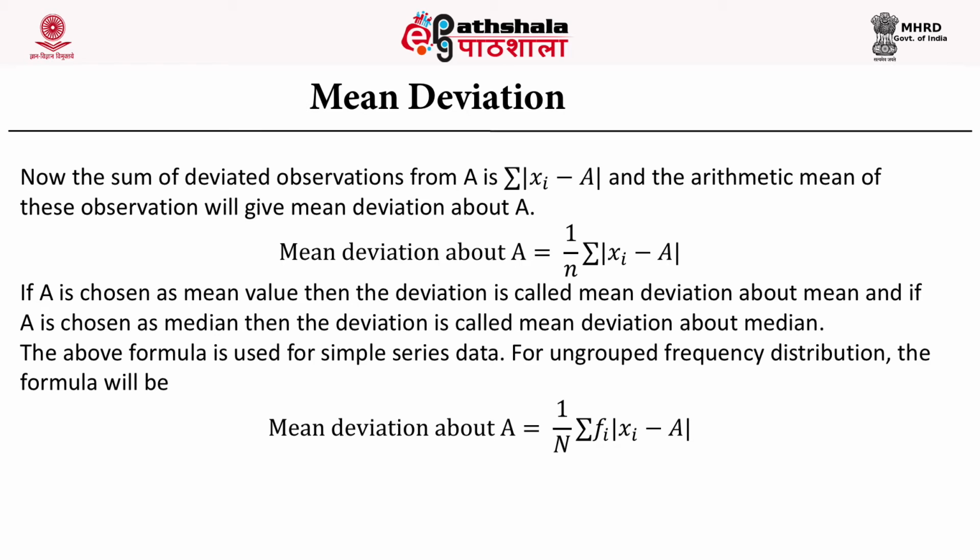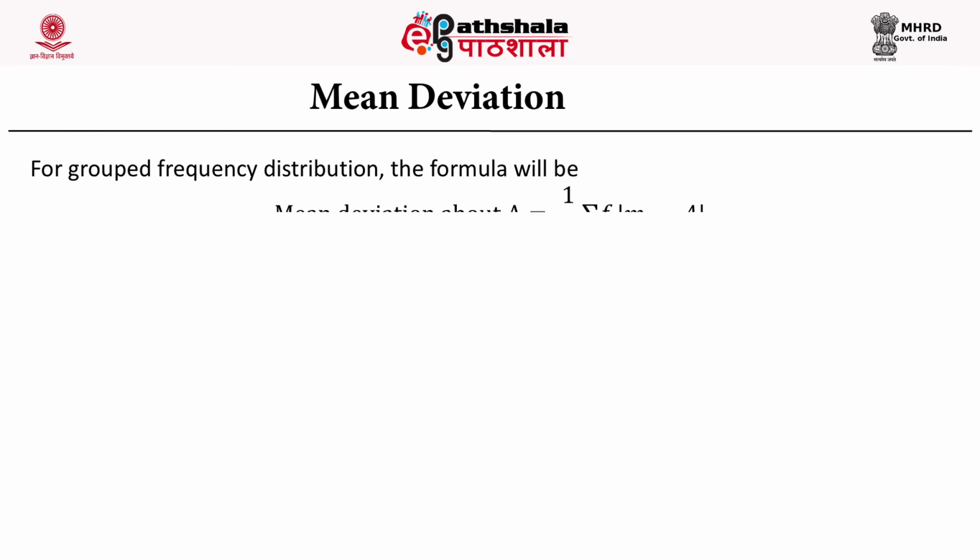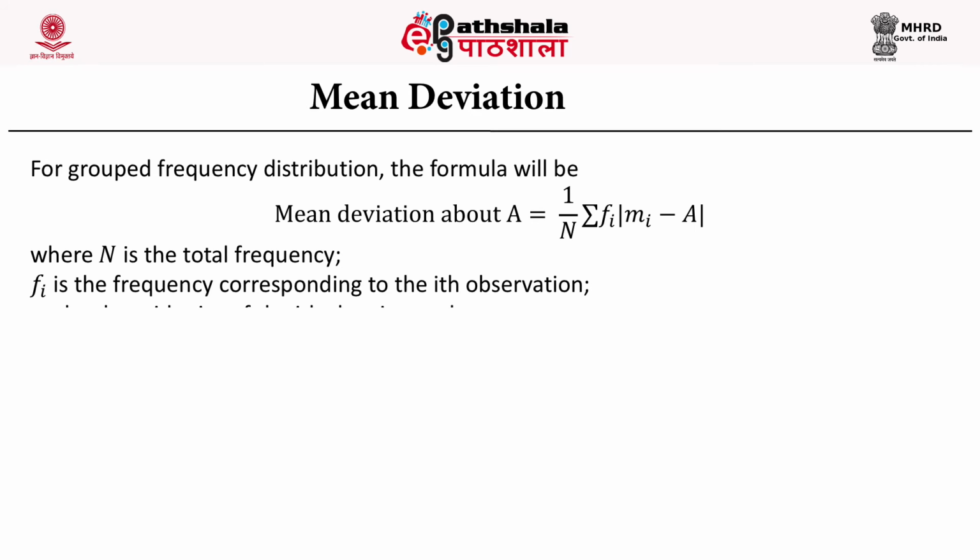For an ungrouped frequency distribution, the formula will be 1/N times the summation over i of fi |xi - A|. For a grouped frequency distribution, the formula for mean deviation about A is equal to 1/N times the summation over i of fi |mi - A|, where N is the total frequency, fi is the frequency corresponding to the ith observation, and mi is the midpoint of the class interval.